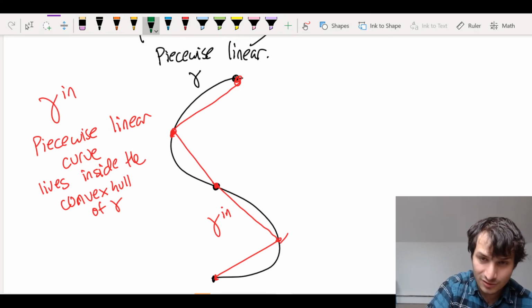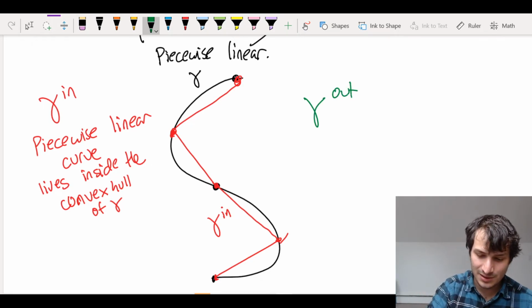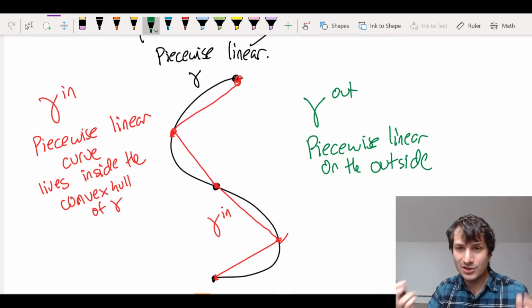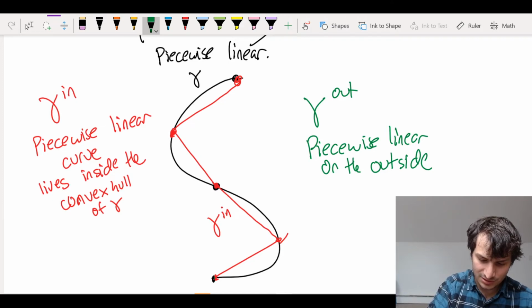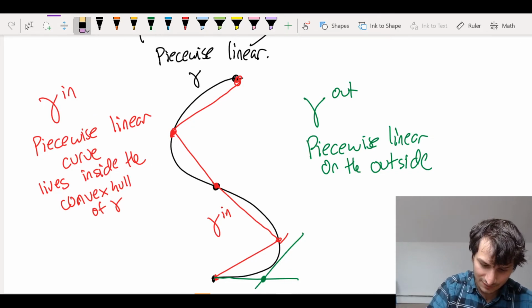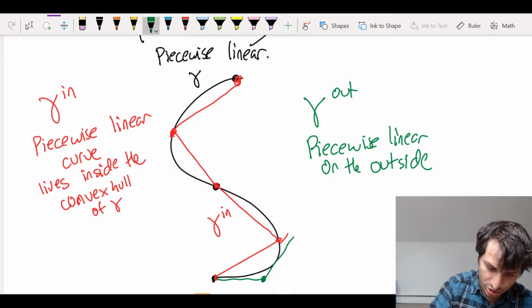Okay, what is gamma out? Gamma out, let's do it in green over here. Gamma out is the same idea, but we're going to be on the outside. So it's going to be piecewise linear. And one way you can do this is you can take a bunch of tangent lines to gamma and connect them up. So you can take a tangent line there, and then we can take another tangent line here, and we can connect them up to get a point here. Then we'll cut off the excess. So I want it to look like this.